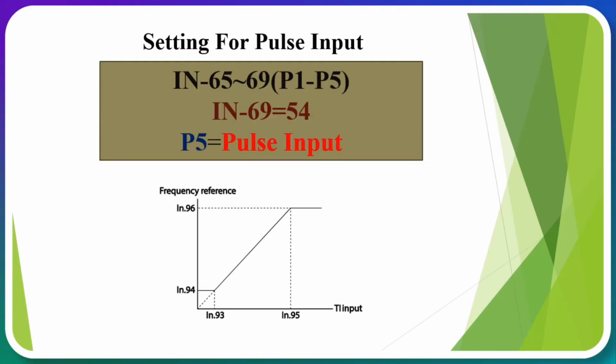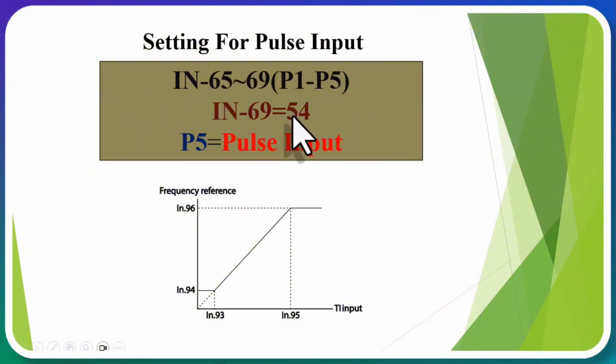But what other settings do we need to configure on the inverter for this purpose? To activate our pulse input and have the inverter take its frequency reference from the pulse input, if we want to assign one of the inverter's control inputs as a pulse input, we need to set one of the digital inputs from P1 to P5, which correspond to parameters IN65 to IN69, to the value 54. IN65 is for P1 and IN69 is for P5.